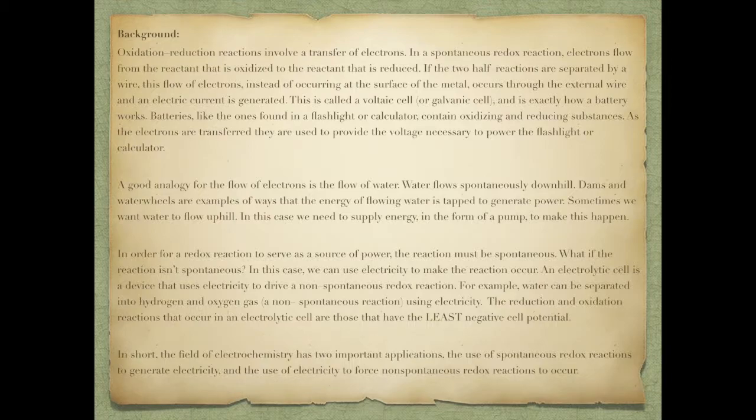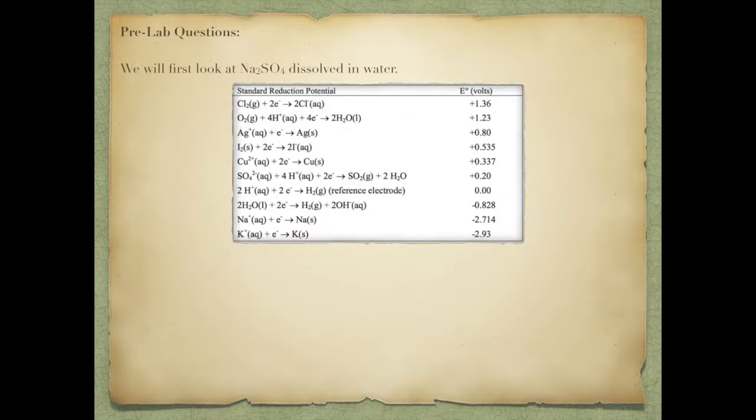The reduction and oxidation reactions that occur in an electrolytic cell are those that have the least negative cell potential. Okay? In short, the field of electrochemistry has two important applications: the use of spontaneous redox reactions to generate electricity, and the use of electricity to force non-spontaneous redox reactions to occur. So in this pre-lab, we are going to look at our first example of an electrolysis reaction, and I'm going to walk you through it, and then we're going to actually observe what happens.